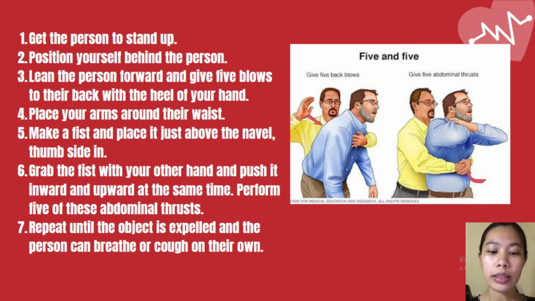Step 1. Get the person to stand up. Step 2. Position yourself behind the person. Step 3. Lean the person forward and give 5 blows to their back with the heel of your hand. Step 4. Place your arms around their waist. Step 5. Make a fist and place it just above the navel, thumb side in. Step 6. Grab the fist with your other hand and push it inward and upward. At the same time, perform 5 of these abdominal thrusts. Step 7. Repeat until the object is expelled and the person can breathe or cough on their own.